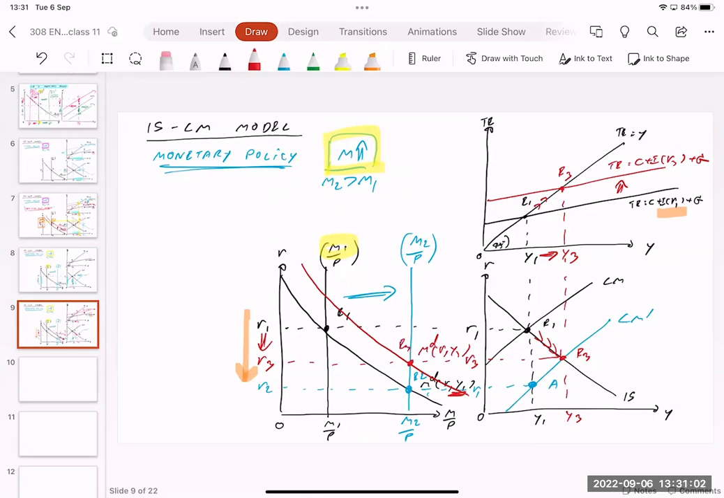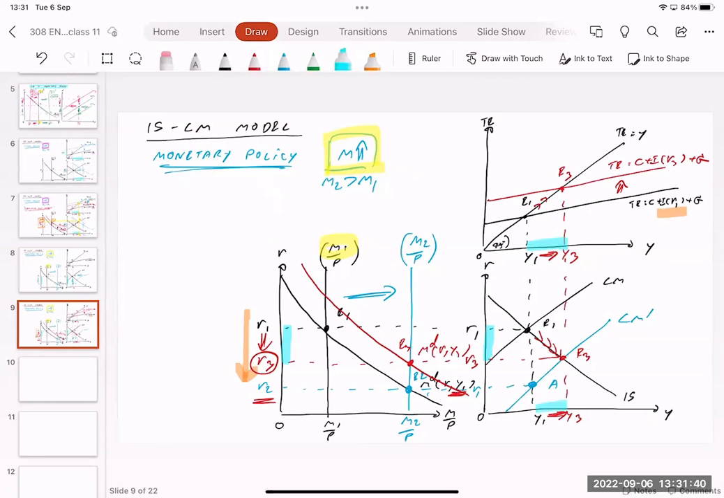The real interest rate that's supposed to go down to R2 finally goes down only to R3, because the shift up of money demand offsets the real interest rate going down to R2. It goes up a little bit. So in the end, you can see that the real interest rate that's supposed to go down to R2 goes down only to R3, and the GDP increases from R1 to R3.